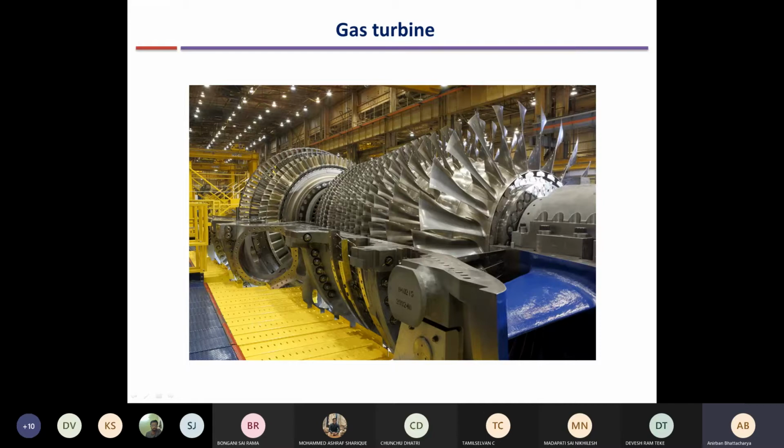What is the main role of the compressor? The ambient air which comes into the turbine is not at a high pressure or high temperature. So the compressor increases the pressure of the incoming air. It is mainly used for increasing the pressure of the incoming air. Why the pressure needs to be increased will be clear later on, but that is the role of the compressor.